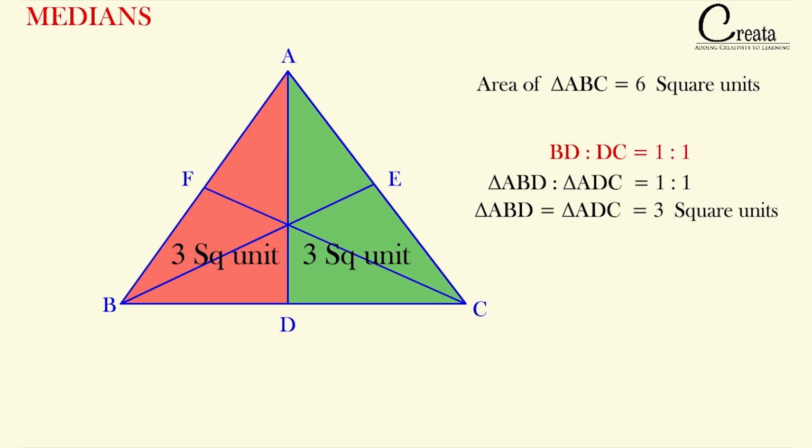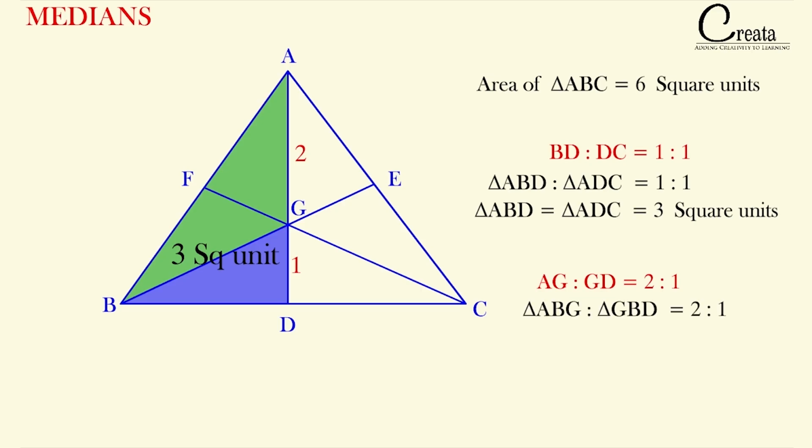Further, we also know the centroid divides the median in the ratio of 2:1. If we take only the triangle ABD, can we say the ratio of AG is to GD is equal to 2:1? And for both of these triangles, that is triangle ABG and triangle GBD, the bases are AG and GD, and the ratio of these bases is 2:1. So can we say the ratio of the areas of triangle ABG and GBD is also 2:1?